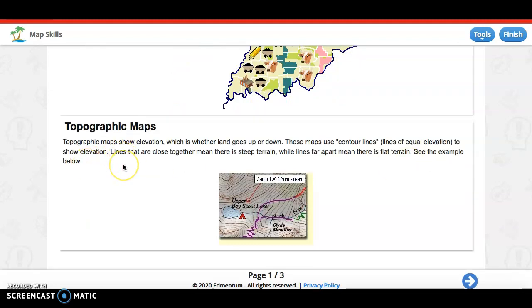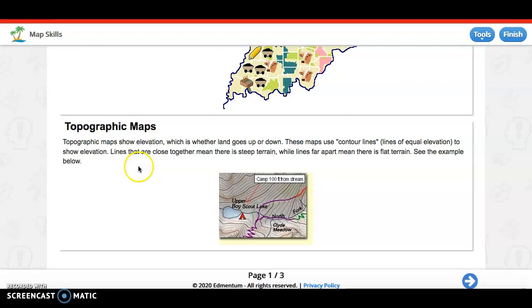And topographic maps. Topographic maps show elevation, which is whether land goes up or down. These maps use contour lines, lines of equal elevation, to show elevation. Lines that are close together mean there is steep terrain, while lines far apart mean there is flat terrain.